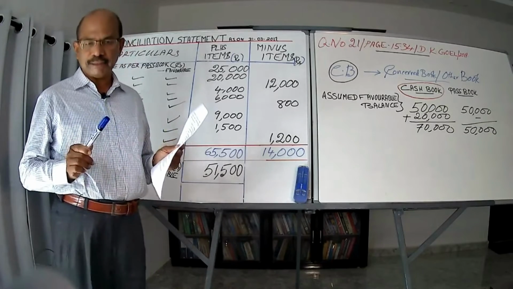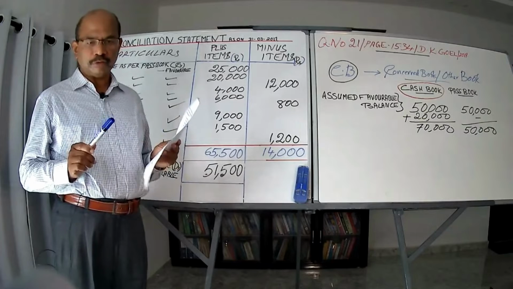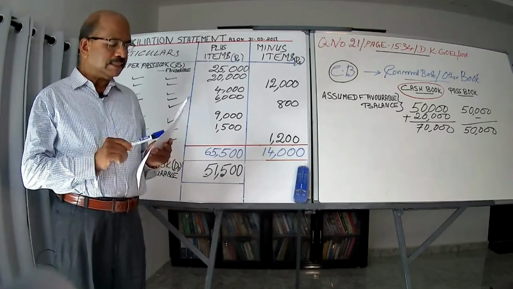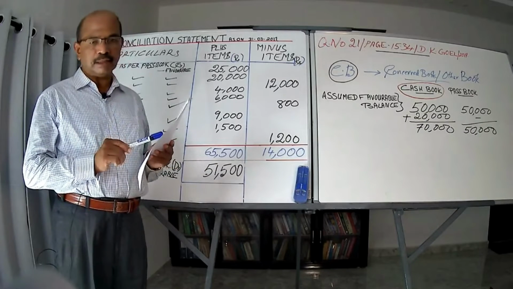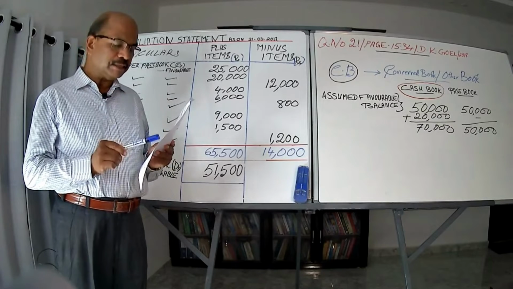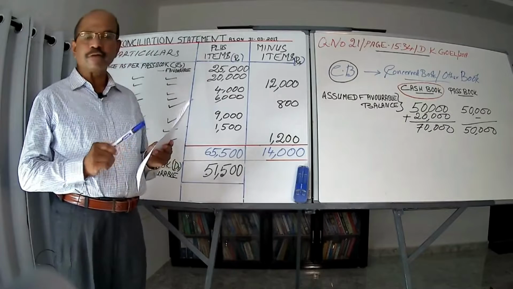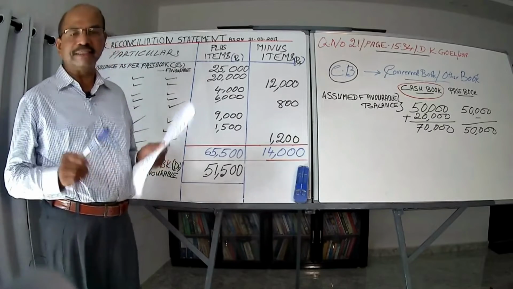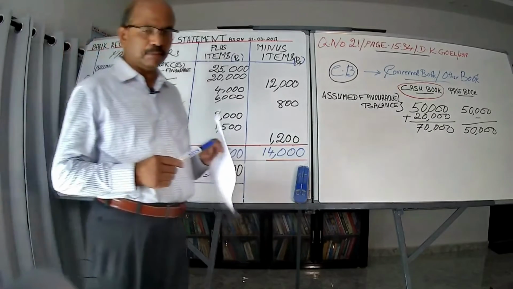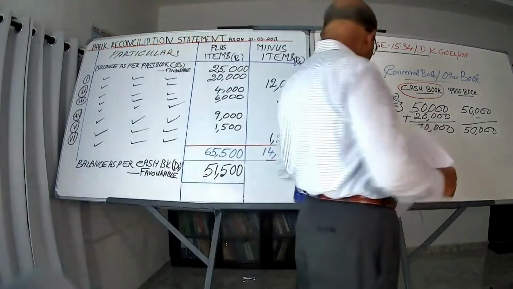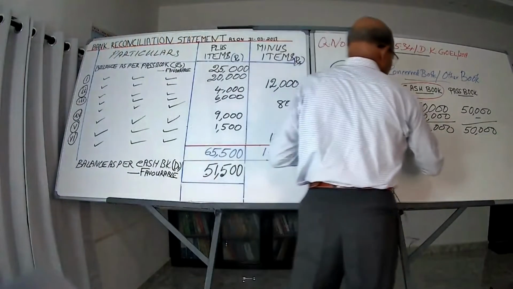Checks issued not presented to the extent of 12,000. I repeat, they said 3,000 were presented in March. And in other way, they said the balance is not presented in March. So to the extent of 12,000 remain unpresented in March. Checks issued not presented in March. So we can show it like this.